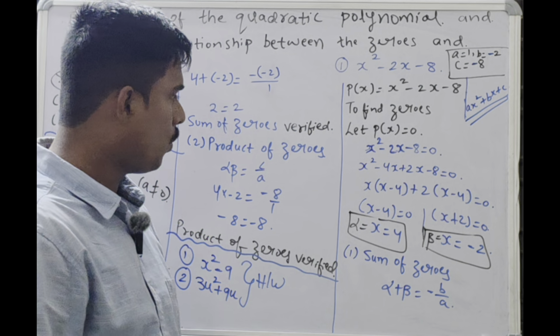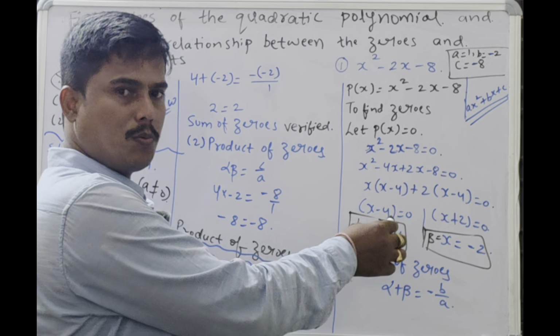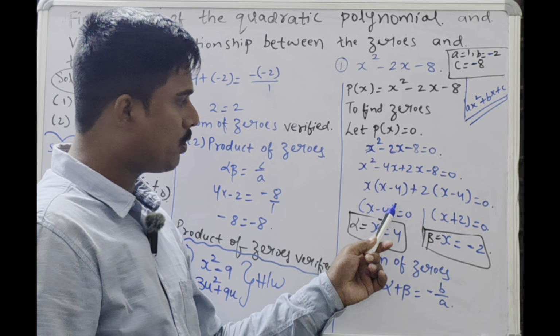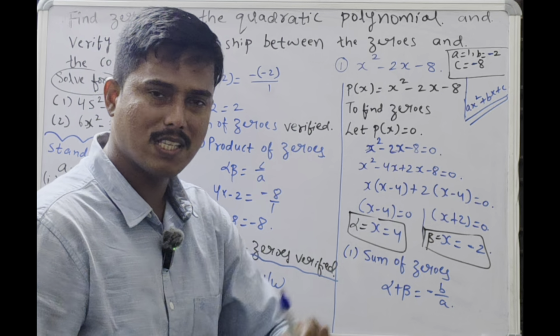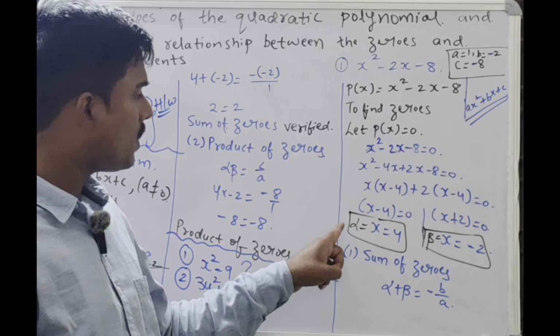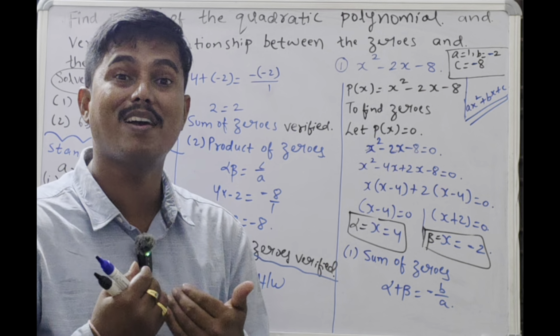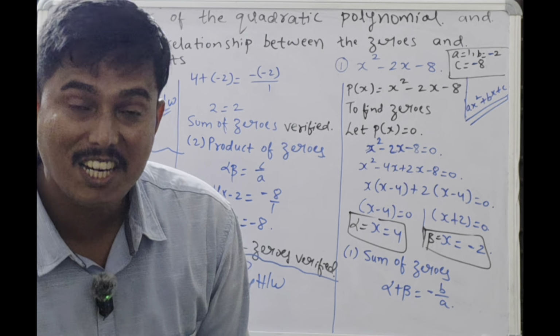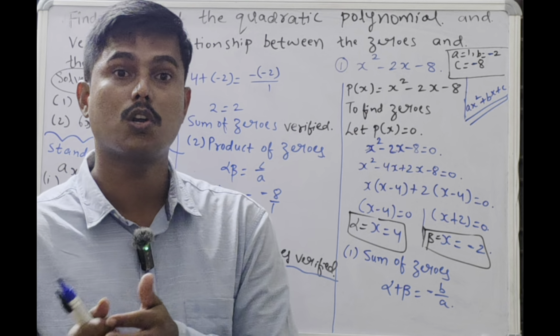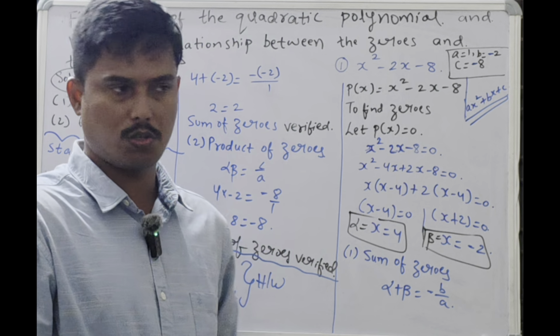When you equate it to 0, send this to the other end, by transposing or the balancing method, x is equal to 4. To send plus 2, x is equal to minus 2. So 1 zero we will consider as alpha, 1 zero we will consider as beta, because we need to verify the relation. Verifying the relation means you need to verify the sum of zeros or roots and the product of zeros or roots.